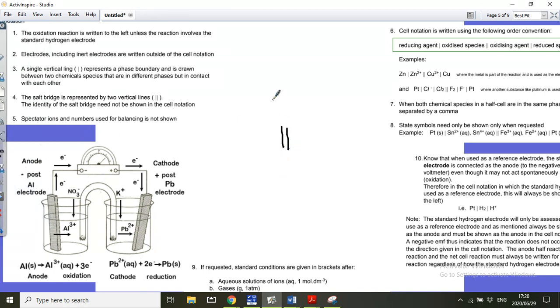We do a double line for the salt bridge, and on this side I'm going to show my oxidation half reaction, and on this side I'm going to show my reduction half reaction. Oxidation we had as our aluminium reaction. So all you're going to do is say aluminium, a solid, changed into aluminium ions. So you have Al solid changing into Al3+.